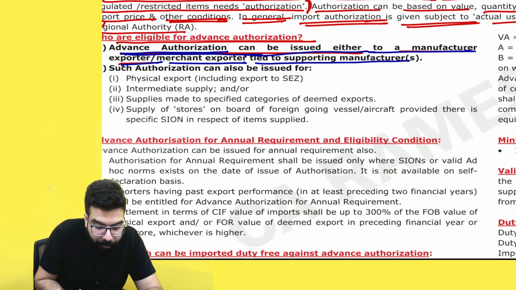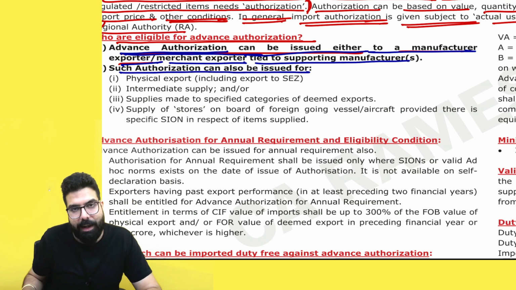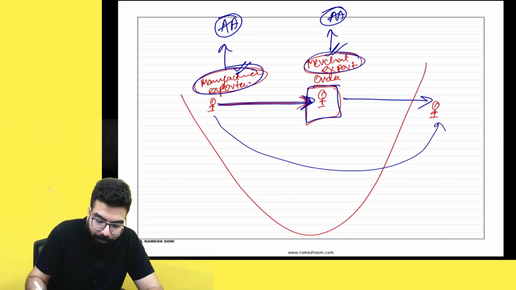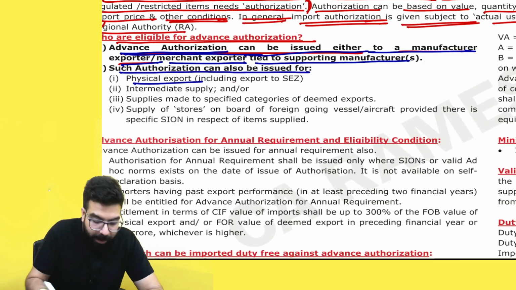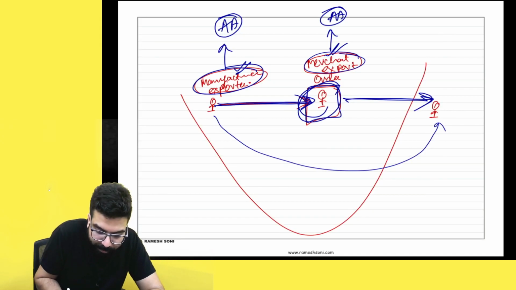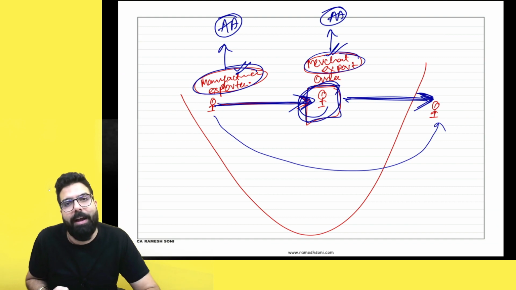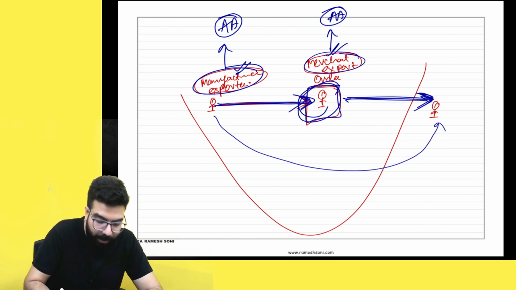The next one is such authorization can be issued for physical export. Sir, if I want to physically go ahead and export, then also I can get it. If it is for intermediate supply, means I am going ahead and supplying to someone who is going ahead and supplying outside India, then Baba, for that also advance authorization can be given.